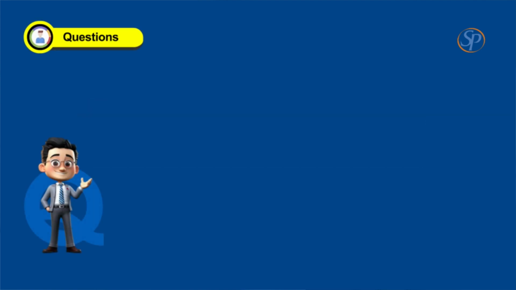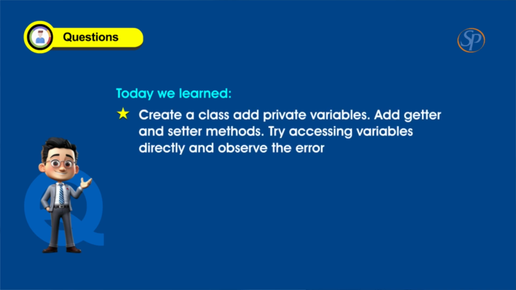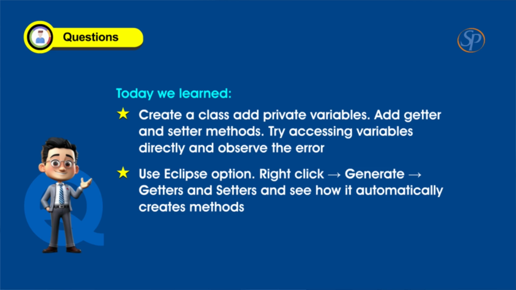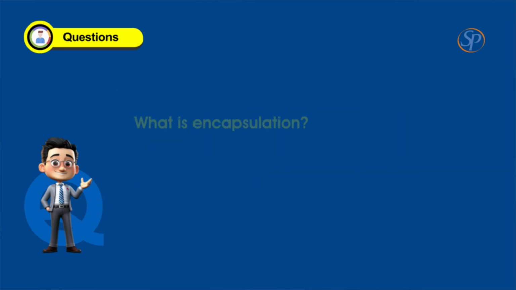Homework and questions. Create a class, add private variables, and add getter and setter methods. Try accessing variables directly and observe the error. Also try this: use the Eclipse option, right click, generate getters and setters, and see how it automatically creates the methods. Most asked questions. What is encapsulation? What is data hiding? What is the difference between both? Why use private variables?